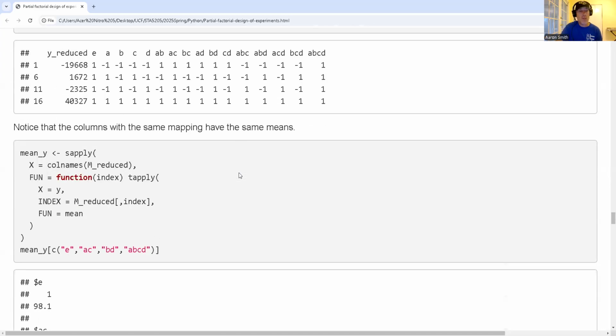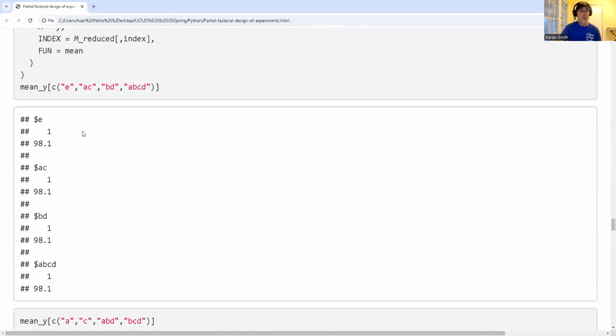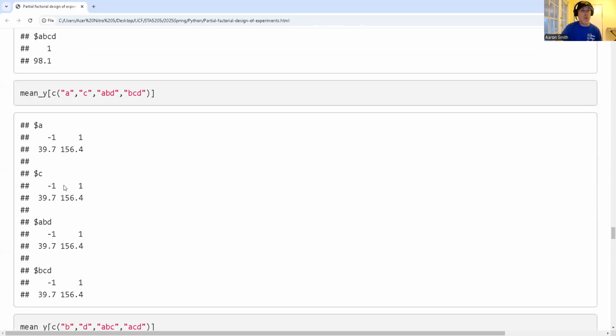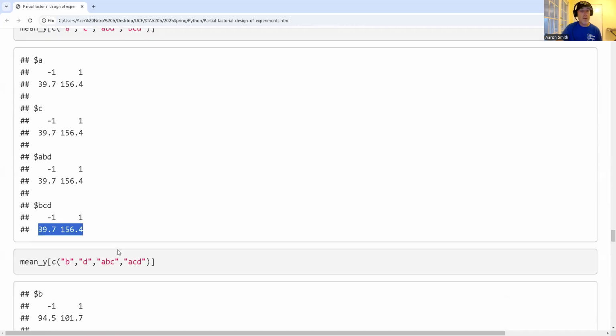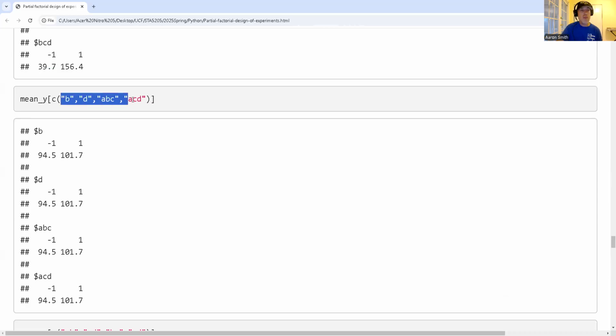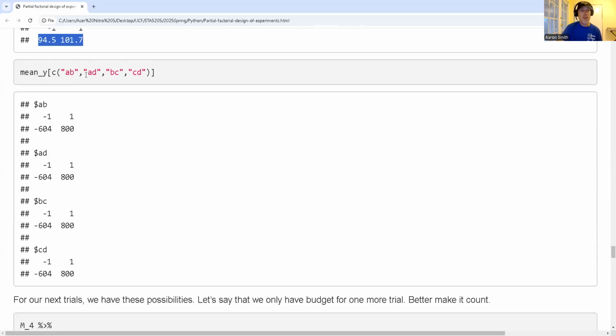And so a corollary of that is that if I use a column and take an average of my target variable values, I'm going to get the same average for the same corresponding values. So check this out. For AC, ABD, BCD, you'll notice I get the same conditional average values of Y. For BD, ABC, ACD, I get the same conditional average of Y. And then AB, AD, BC, CD, I get the same conditional averages of Y.